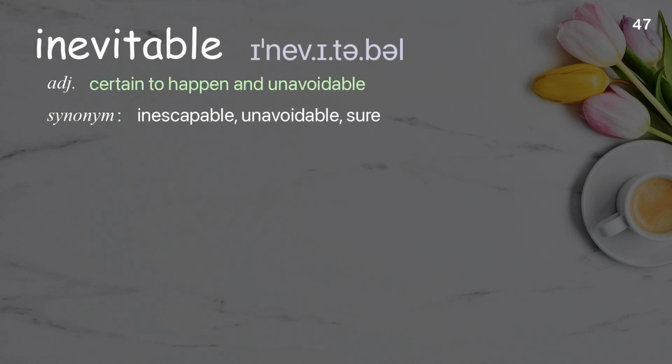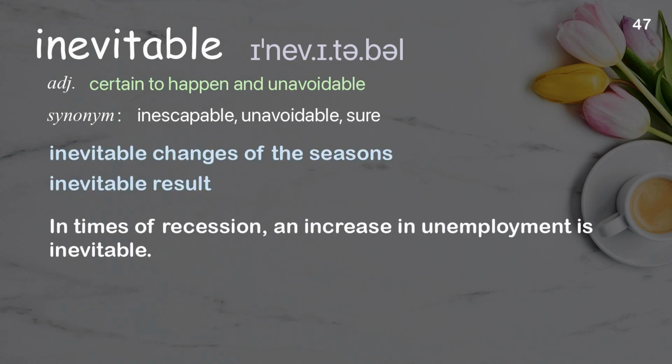Inevitable. Certain to happen and unavoidable. Examples. Inevitable changes of the seasons. Inevitable result. In times of recession, an increase in unemployment is inevitable.